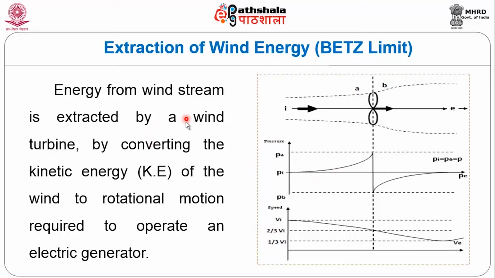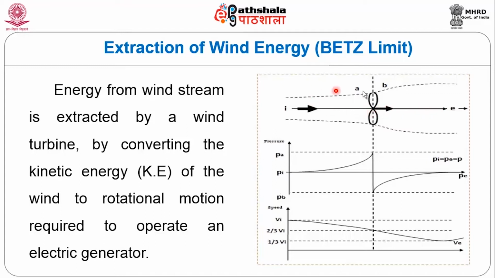The energy from the wind stream is extracted by a wind turbine by converting the kinetic energy of the wind to rotational motion required to operate an electric generator. Here in wind energy, the kinetic energy is converted to mechanical energy and then to electrical energy. And this is the profile about the Betz limit, and here this is a blade, wind is flowing before the blade and the wind is coming after the blade.